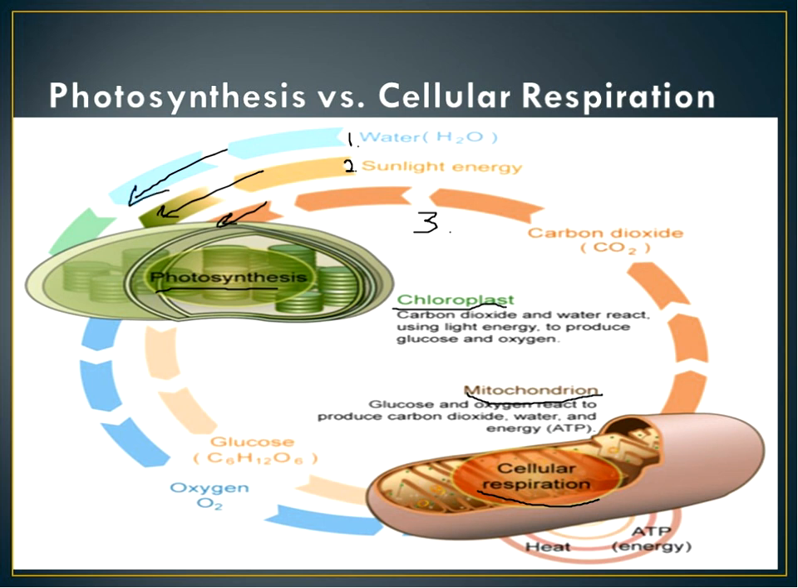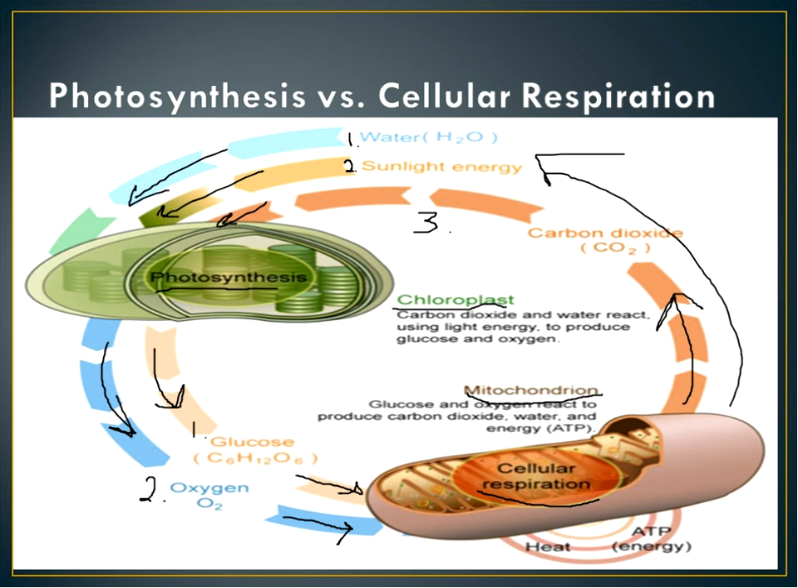And the 2 things that come out are glucose and oxygen. But with cellular respiration, glucose and oxygen go in. And then your three things that come out are carbon dioxide, water, and energy in the form of ATP. So they're just backwards of each other. They kind of rely on each other. It's the opposite equation for each other.